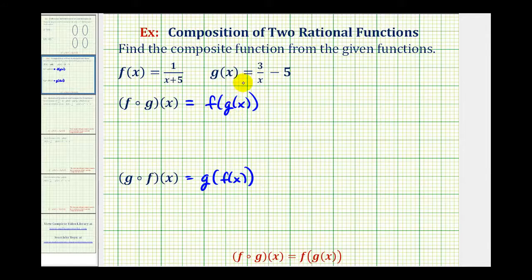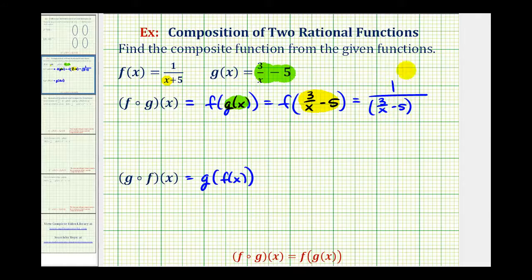Notice there's no input into function g, so we're going to replace g of x with 3 divided by x minus 5. So we can write this as f of 3 divided by x minus 5. And now this becomes the input into function f, so we'll substitute this quantity for this x here. And this will give us our composite function. We'll have 1 divided by the quantity 3 divided by x minus 5, and then we still have plus 5.